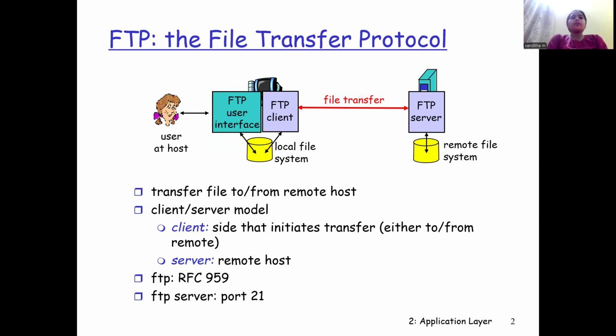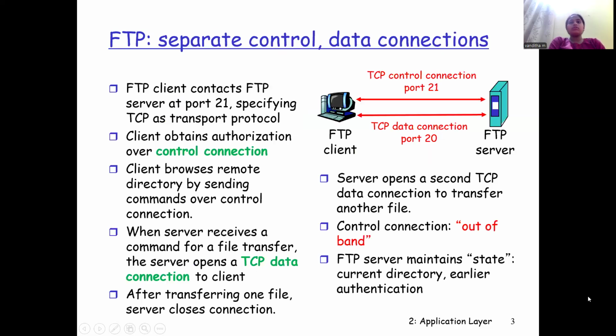This is the diagram for the FTP user interface, and this is the client. From one FTP client to the FTP server, there is a file transfer. This is the local host, and the FTP user interface and FTP client have a local file system. The FTP server is the remote file system. File transfer to or from the remote host, client transfer mode. The client side initiates the transfer, and the server is the remote host.